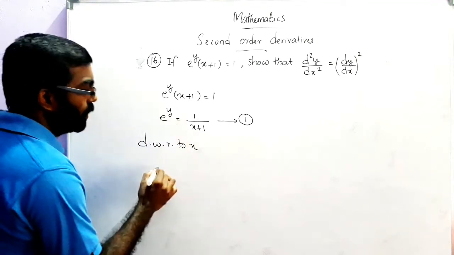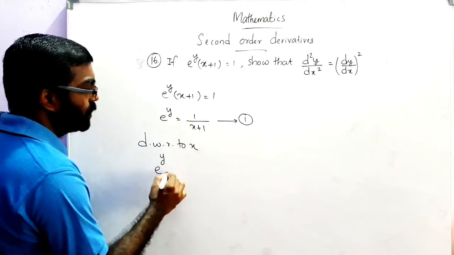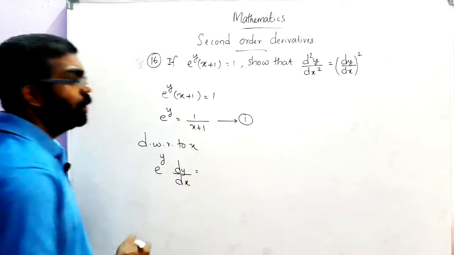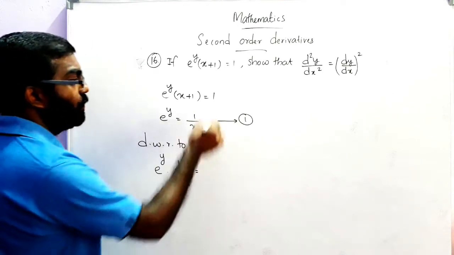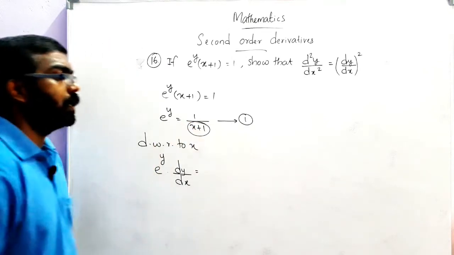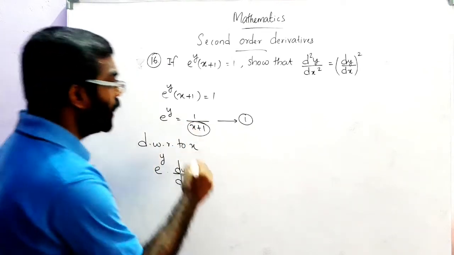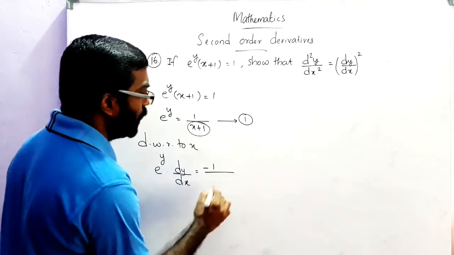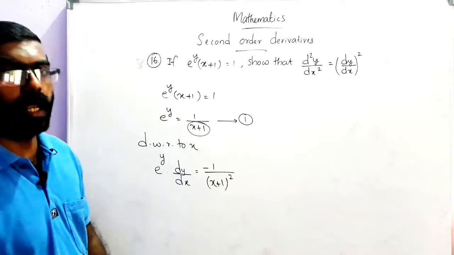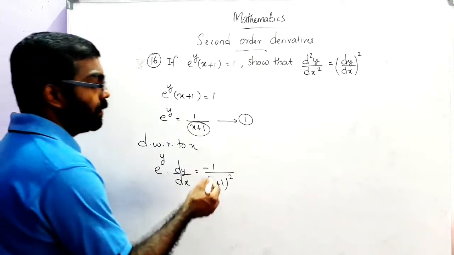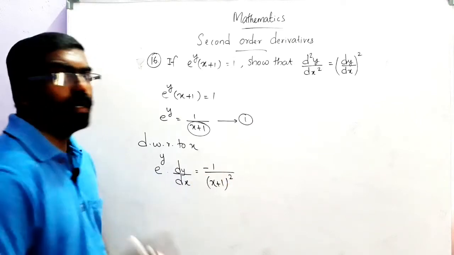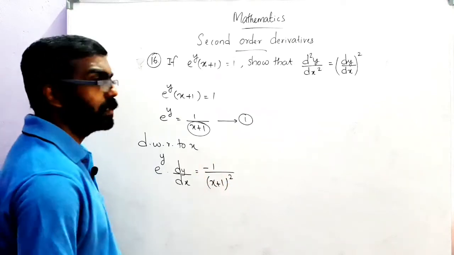e raised to y, the derivative of e raised to y is e raised to y into dy by dx, which is equal to the derivative of 1 by x. This term we can take as x, then only we can apply the formula. So the derivative of 1 by x is minus 1 by x square, here minus 1 by x plus 1 the whole square. And we have to multiply by the derivative of x plus 1. Here the derivative of x plus 1 is what? 1. So this will be the answer.